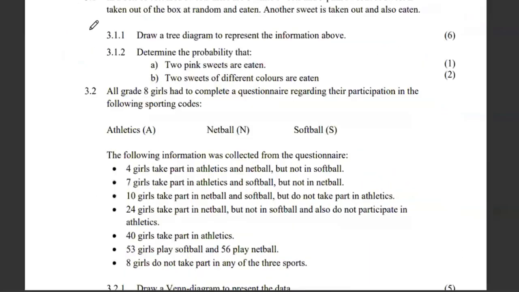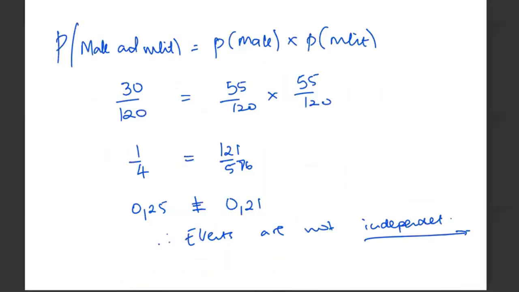Then question number 3. In a box of colored sweets, we have 6 white and 9 pink. A sweet is taken out and eaten. Another sweet is taken out and it's also eaten. Draw a tree diagram. Now, when you take out sweets and you eat them, it's like picking without replacement. So 6 white, 9 pink. Okay, how is the tree diagram going to look?